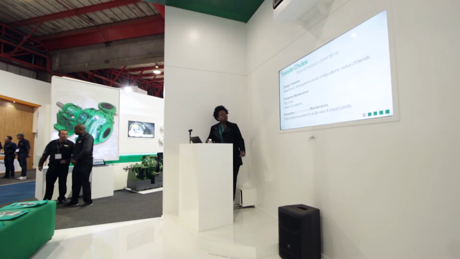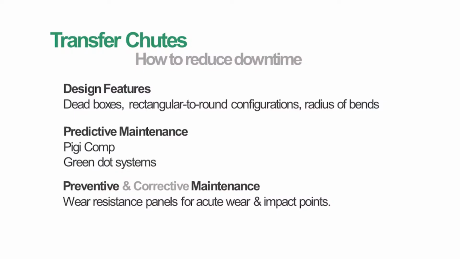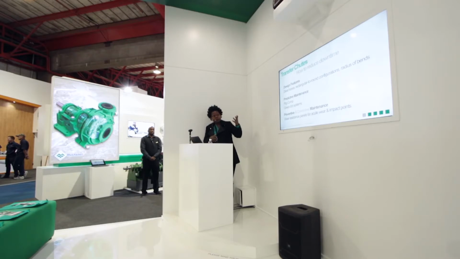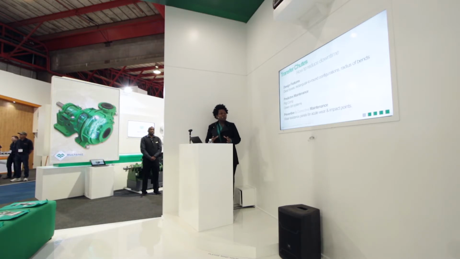So you have the likes of dead boxes, you have rectangular to round configurations, the configurations of your piping systems, and also when you are changing the direction of your movement of the material. These are the things that you want to really consider. The radius of the bends, similar to what I just mentioned on the pipes. And for addressing the predictive maintenance part, that PGI system comes back, the green dot system. I'm going to play you another video that will show you more on the green dot systems as well.